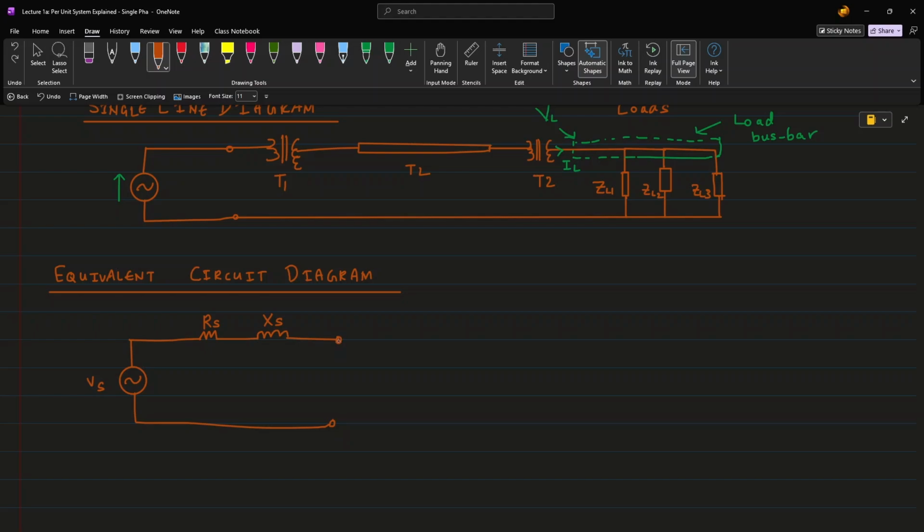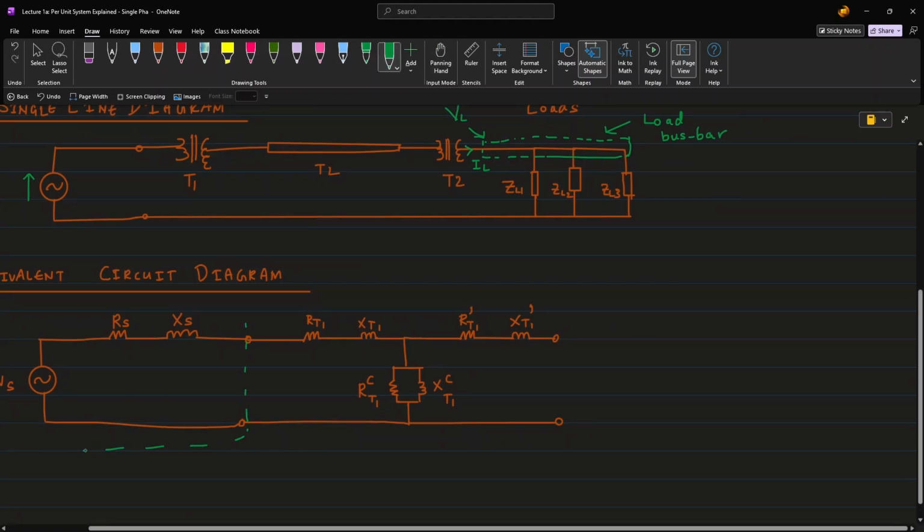We have the primary side coil winding, resistance and reactance. Let's denote them as RT1 and XT1. The transformer core can be represented using the equivalent shunt resistance and reactance. And similarly, let's denote the secondary side winding resistance and reactance referred to the primary side like this. Let's quickly section these out for more clarity.